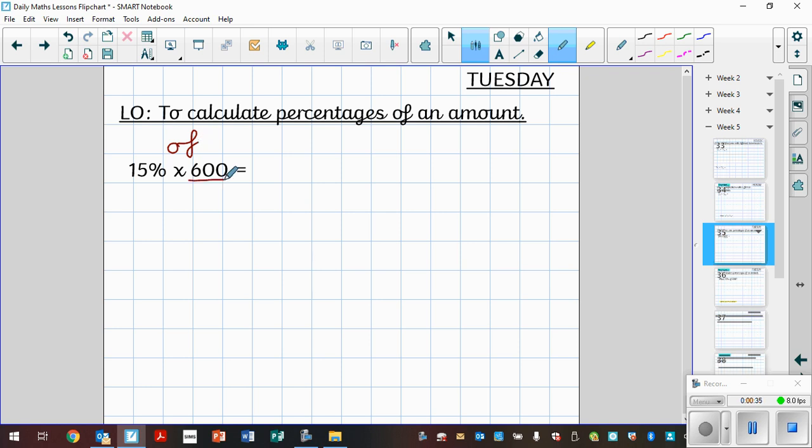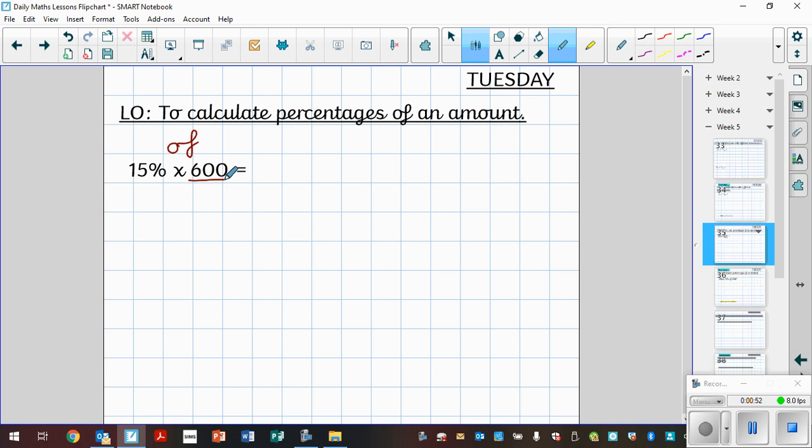Now, there's a few ways that we could do this, and I'm sure that when we've looked at percentages beforehand, you will know which method suits you the best. But I'm going to show you both ways just to jog your memory again. And you may want to try both ways as you have a go at the question, which is on the next slide.